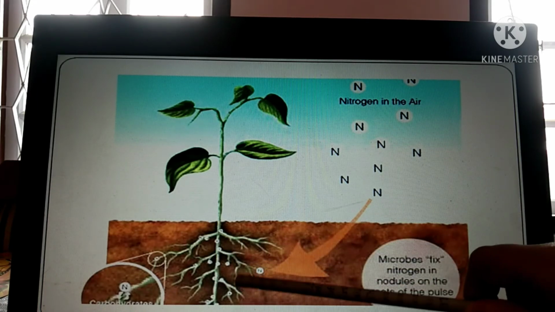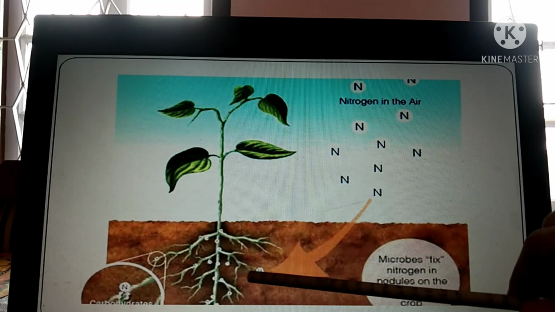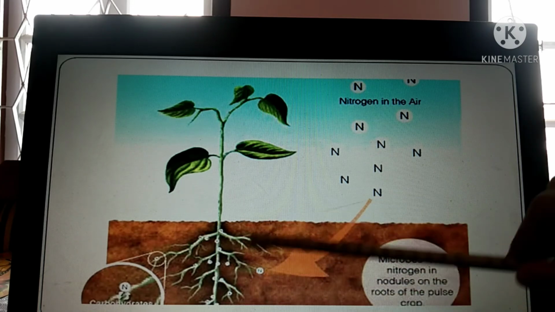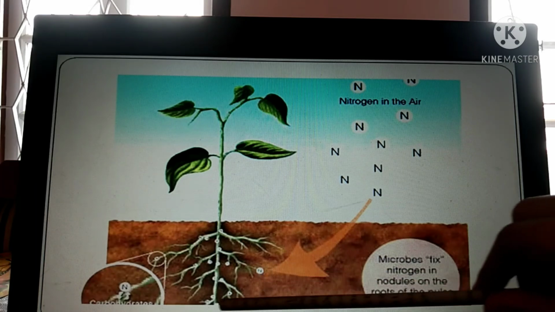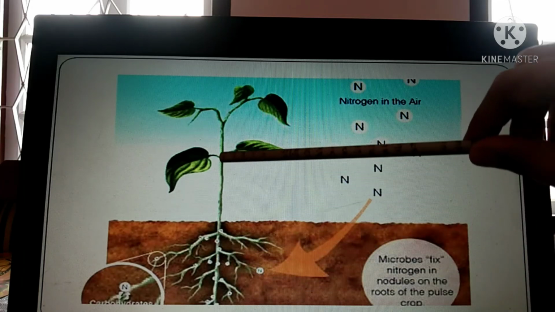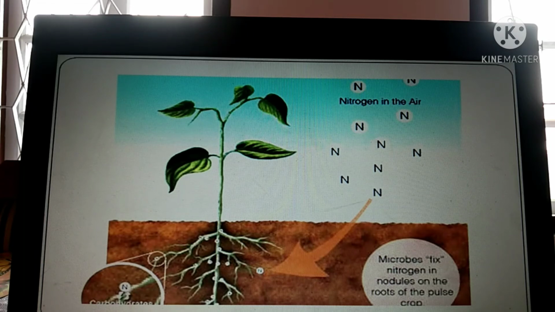Leguminous plants are basically the pulses, like the different kinds of dal, then you have the pea plant and gram plants. They will take in this nitrogen, convert it into a usable form and release it in the soil. So now this nitrogen will be available in the soil. From the soil, through the roots, the plant will gradually take up the nitrogen. It will go to the leaf, and plants can utilize it.